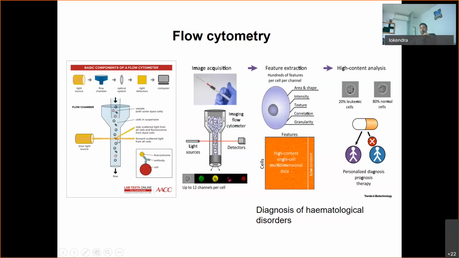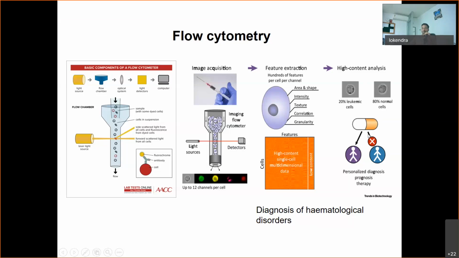If we just want to measure other properties also, like area, intensity, or complexity, that can also be measured. So this is one example of these cases: the analysis of a leukemic patient in which 20% of the cells have some deformity in their structure and 80% of the cells are normal.